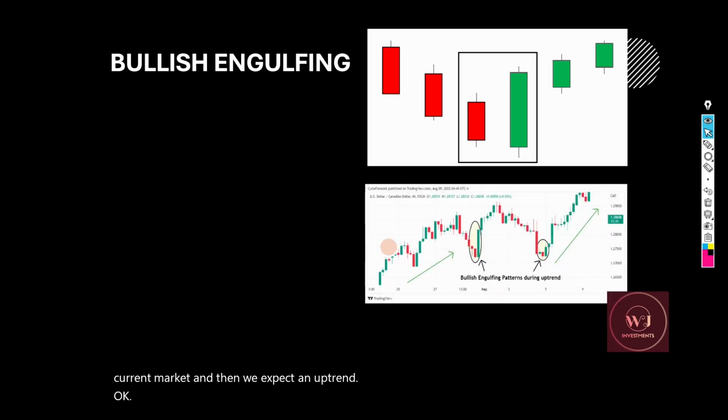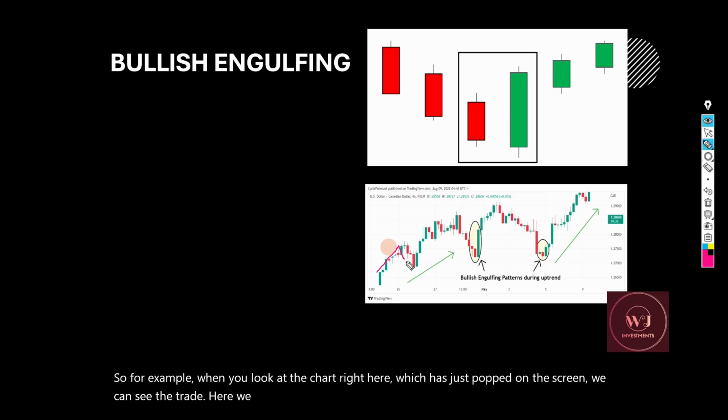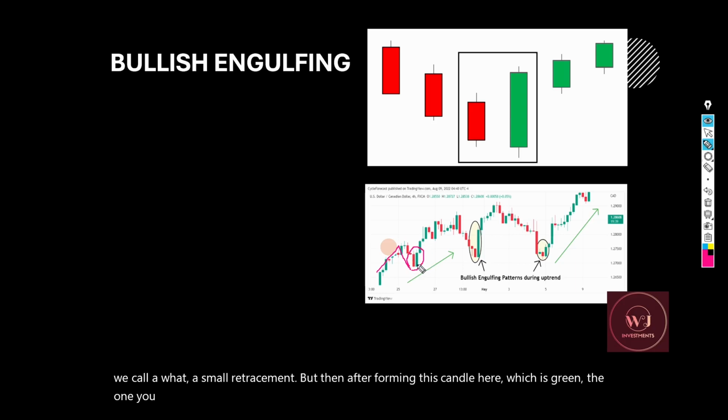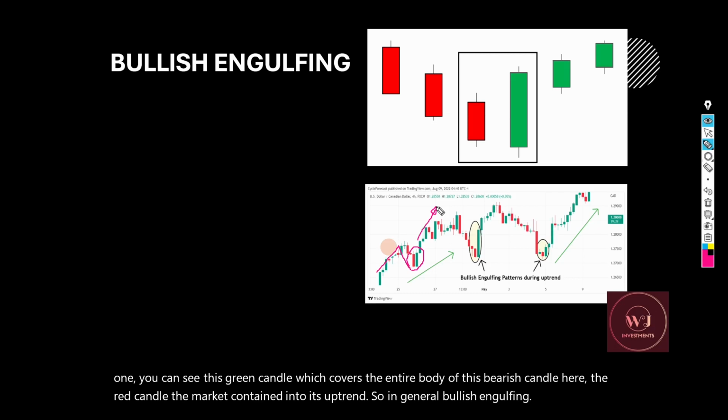So for example, when you look at the chart right here, which has just popped onto the screen, we can see that the market made some good reversals. Okay, this is what we call a small retracement. But then after forming this candle here, which is green, the one you can see, this green candle which covers the entire body of this bearish candle here, the red candle, the market continued into its uptrend. So in general, bullish engulfings are also very good indicators of continuation.